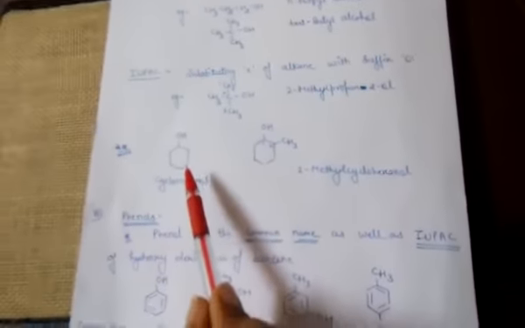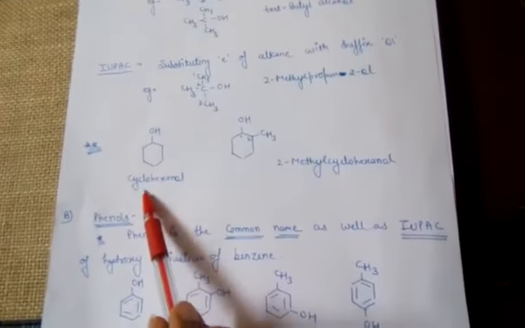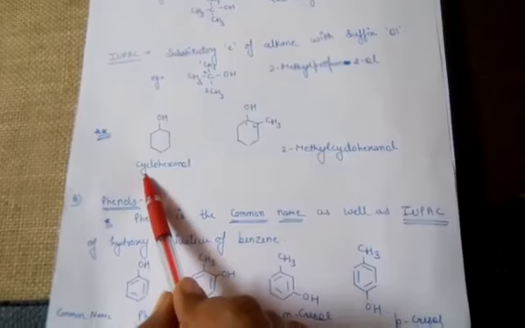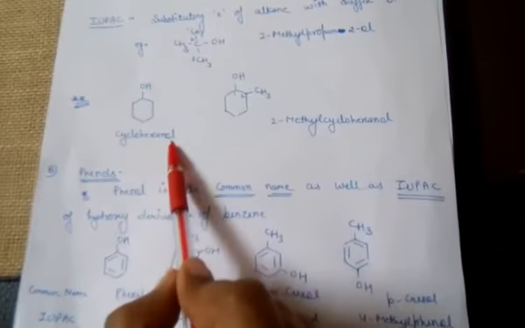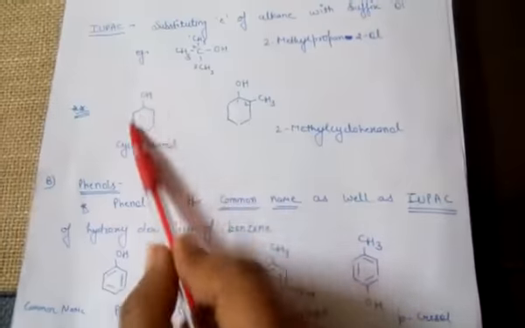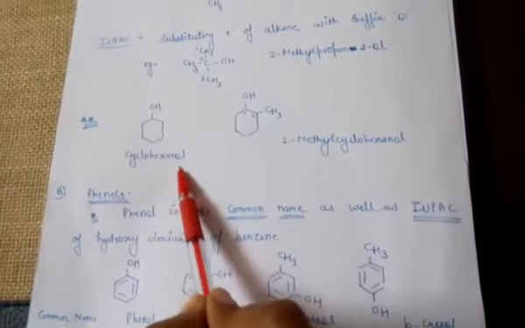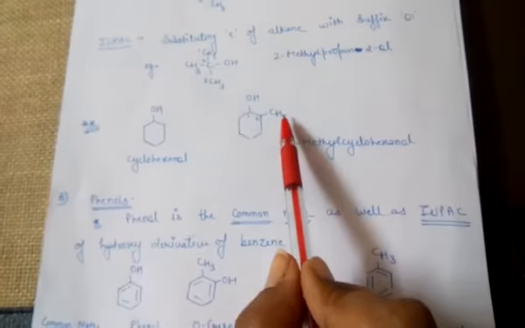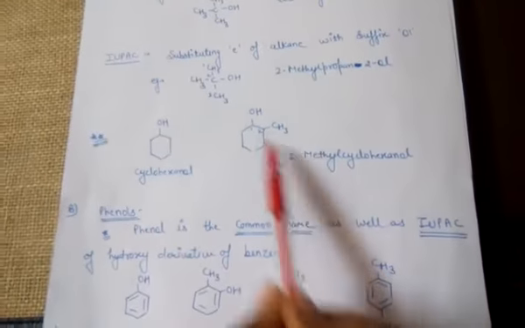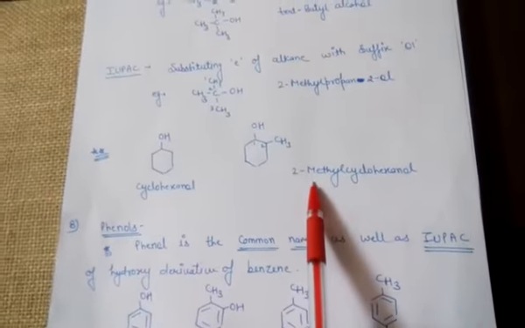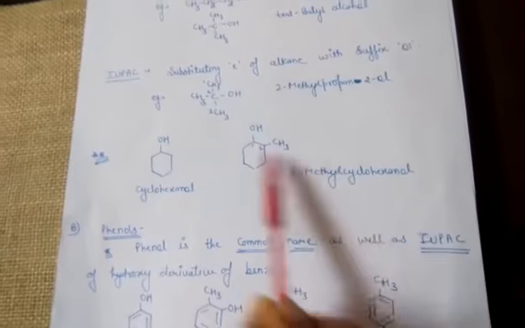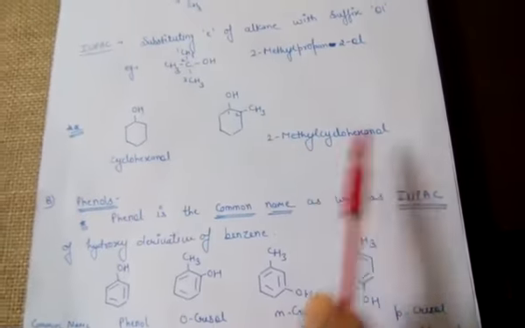If we talk about the cyclic alcohols, then the prefix cyclo is written down and the rest of the rules will be the same. For example, the name of this compound will be cyclohexanol. If a substituent is present, then first of all we write down the name of the substituent and then the name of the alcohol. So its name will be 2-methyl cyclohexanol.